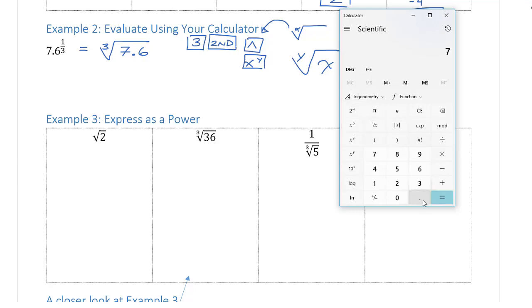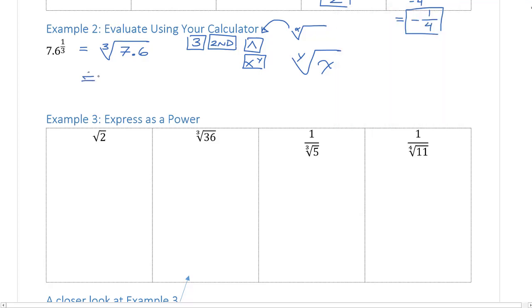So in this one, I have to hit 7.6, then 2nd, that button, and then 3. There we go, 1.966, whatever, approximately, right? So we'll just say it's approximately 1.966. That'll do. Okay. So there's the approximate value. It keeps going, right? But there it is approximately.